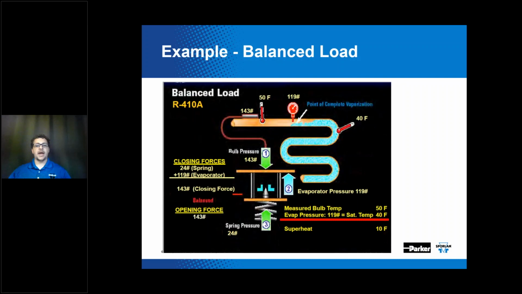So these forces balance, and the pin is not in motion either away from the port or closer to the port. What we say is that the valve is balanced load feeding. It is feeding, but it's balanced load feeding. It's not in motion.